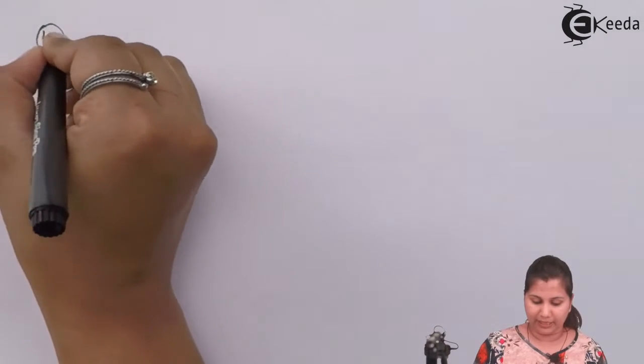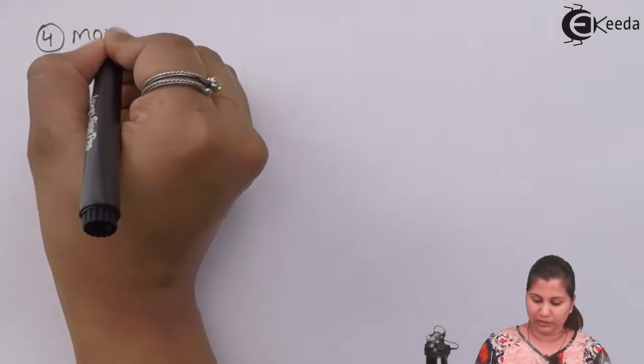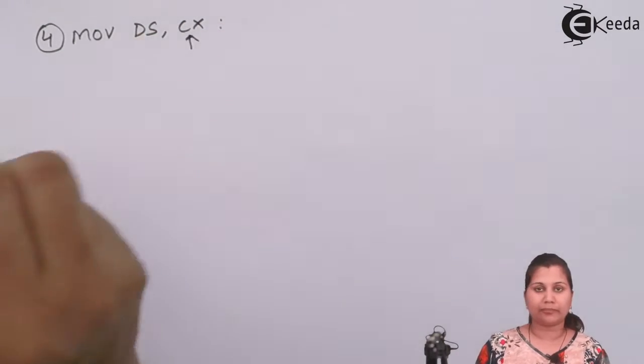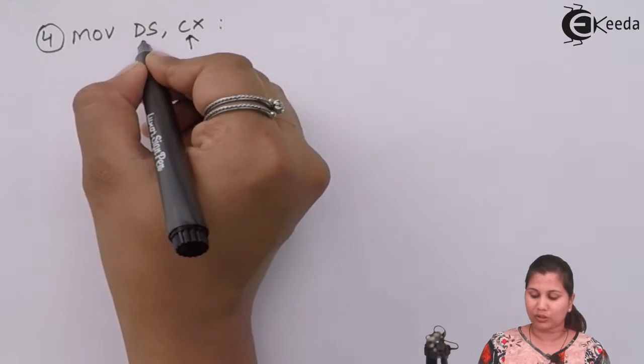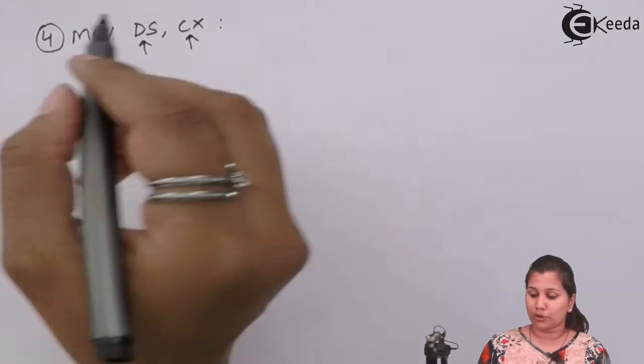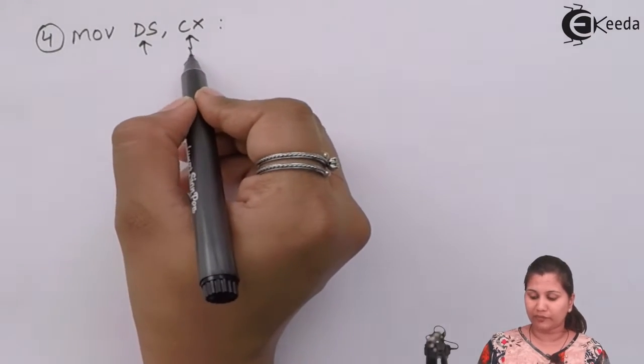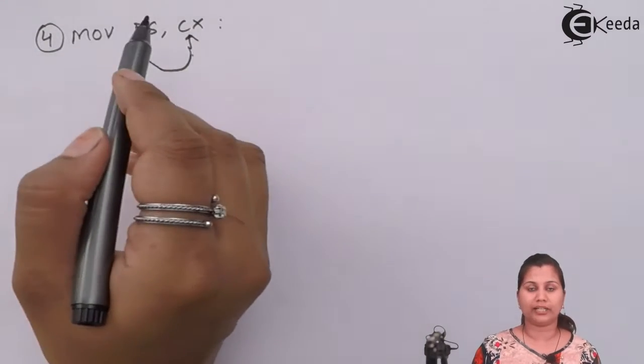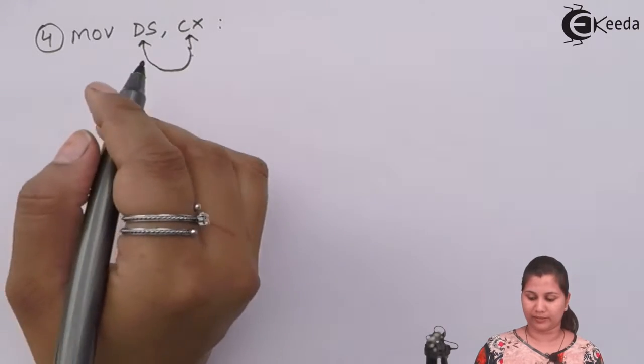Next example we have is MOV DS, CX. In this, CX is a 16-bit register, and the data segment is also a 16-bit register. So the contents of this register will be copied into the data segment register. Okay, so this is the transfer of data between two registers.